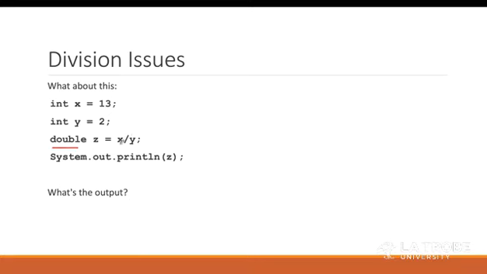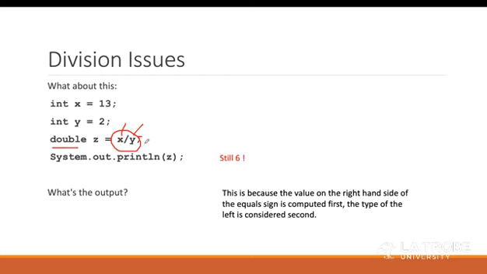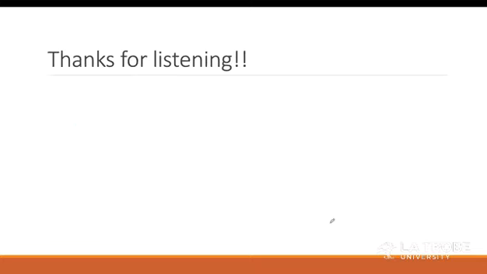Why? Because your evaluation will start from the right hand side. So you go right to left, and on the right hand side you will see that this is an integer and this is an integer. So an int divided by an int will always be an int. So this side, it's still going to be an integer. It doesn't matter what you are storing it in, as your answer here is going to be an integer, your answer is still 6. Again, this is because the value on the right hand side of the equal sign is computed first and the type of the left is considered second.